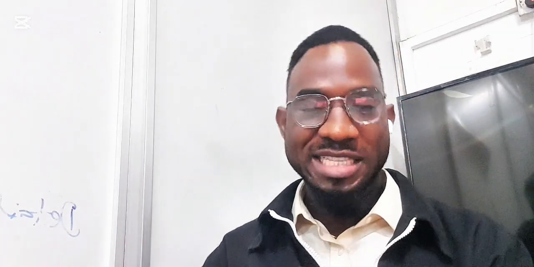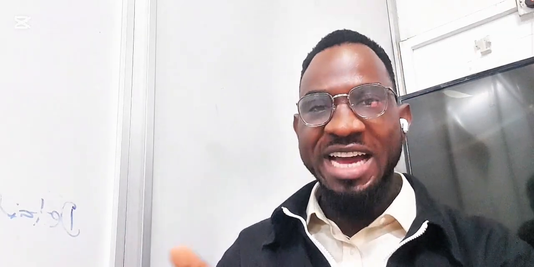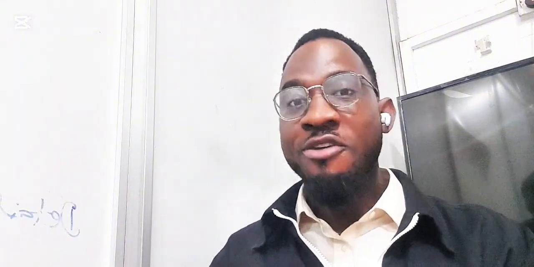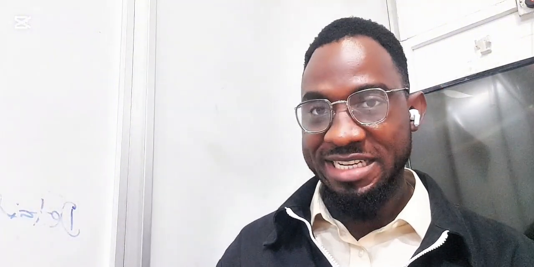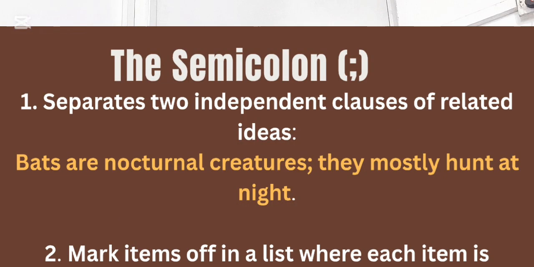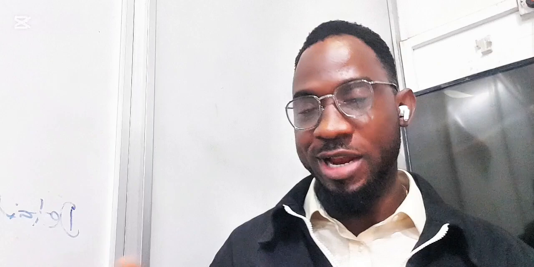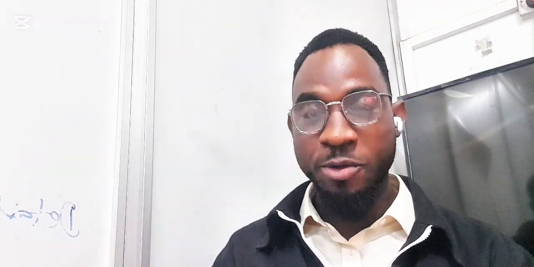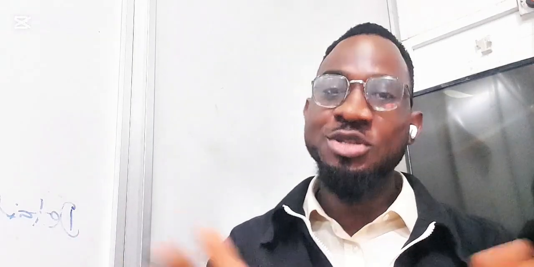Now this is where the semicolon comes in, right? So you would have at the end of any of these expressions a semicolon followed by a related idea which is also an independent clause. So I should have "bats are nocturnal creatures", the semicolon, you can see that on my screen, "they mostly hunt at night." Now you see, I have related ideas, the second of which explains the previous. The second throws light on the previous, and it is also an independent clause. So you see that we have the semicolon between two independent clauses.